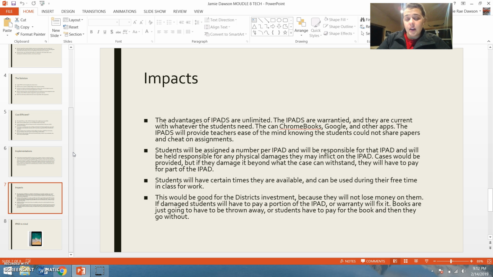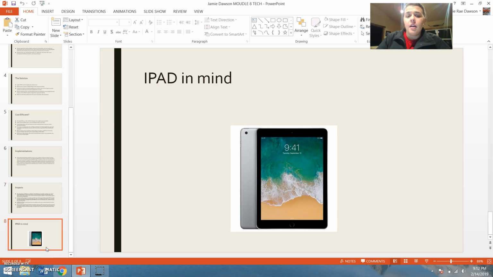So those are my thoughts, and I hope you guys have enjoyed this presentation. And towards the end here, I attached a picture of the iPad that I had in mind. Like I said, it's a 9.7 inch. It's the current model. It's nothing fancy. It's not the Pro. It's not the best one that there is, but it's doable, and it is definitely, I think, worth the money. So I think that's something y'all could really benefit from.